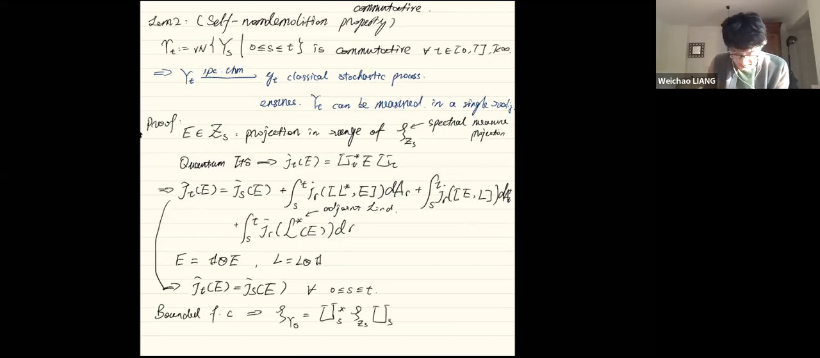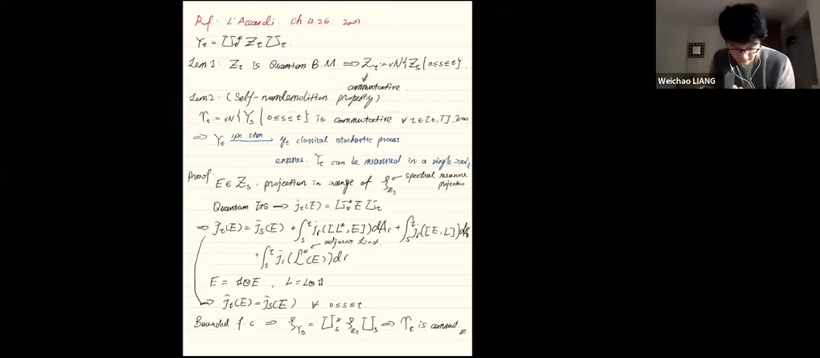The U here is the solution of the HP equation, a unitary operator. So we have already finished our proof. We can see that the fundamental algebra generated by the observation process YS, YT is commutative. So the first property is called the self-non-demolition property.